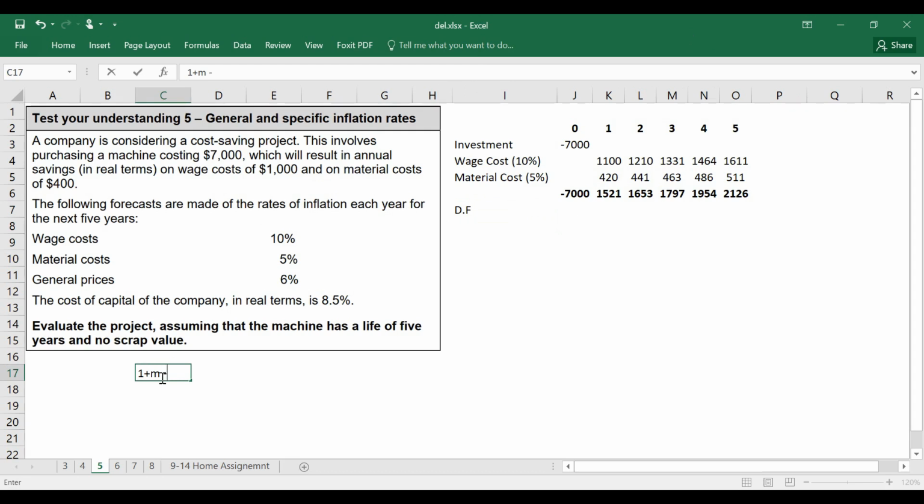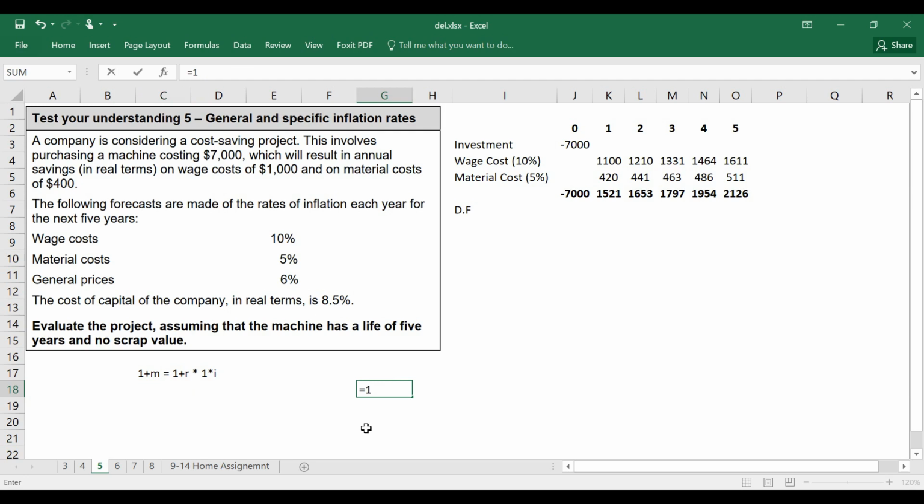1 plus m is equal to 1 plus r, and we will multiply it with 1 plus i. i is our inflation rate, r is our real rate, and m is our money rate. Right? So our real rate in this case is 8.5%.